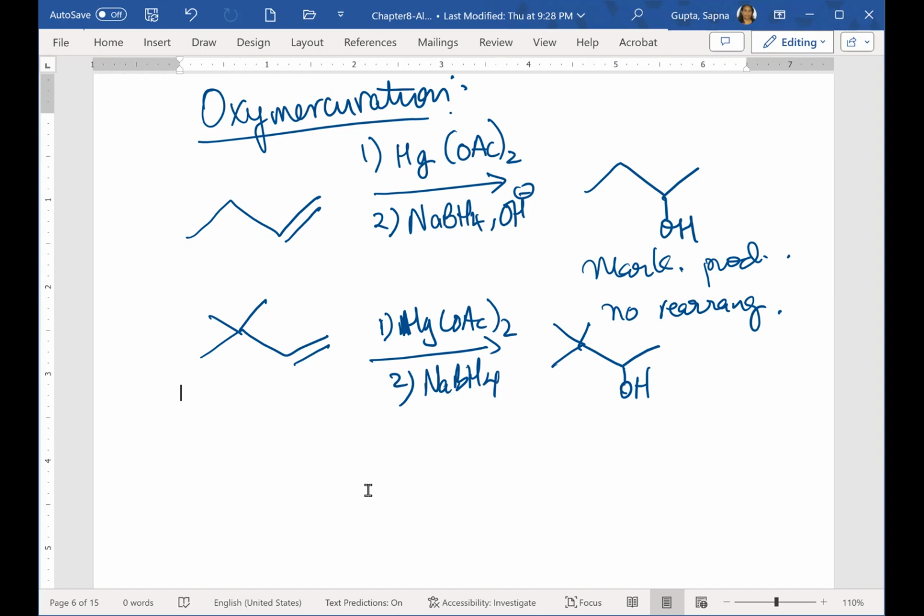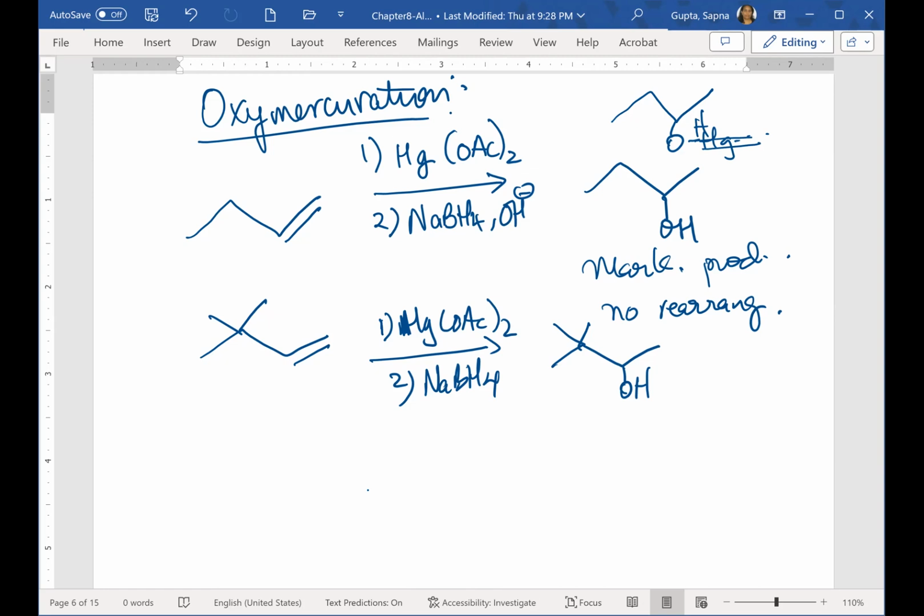Sometimes what happens is that your intermediate is going to look really weird. If you look at the intermediate for this one, it's going to look like this. I think it has mercury and stuff like that in the intermediate. That's not your product. But once you add the sodium borohydride and once you add the hydroxide, this will cleave off and then the oxygen will get protonated. So then you will get your alcohol. So that's the workup.